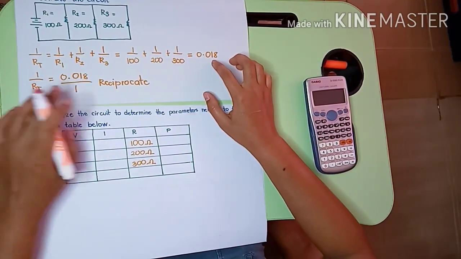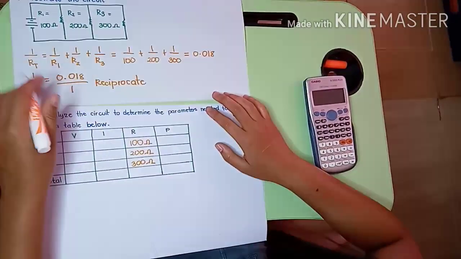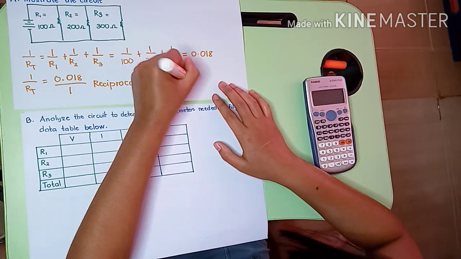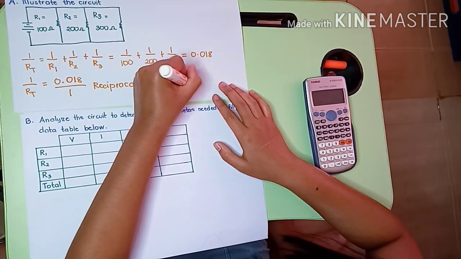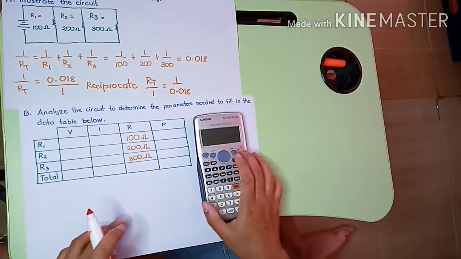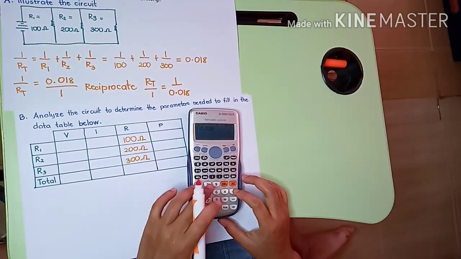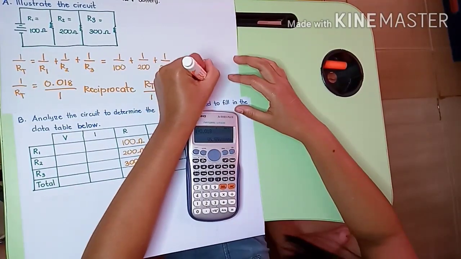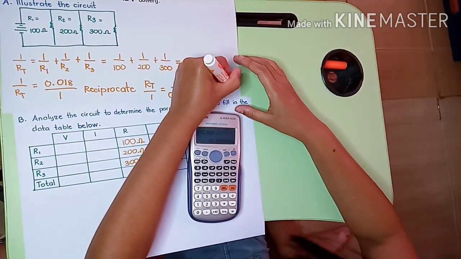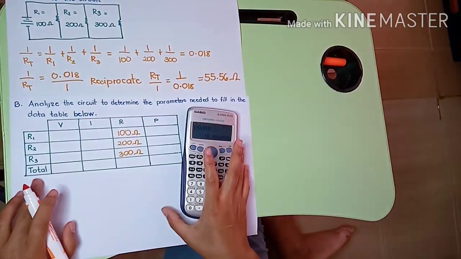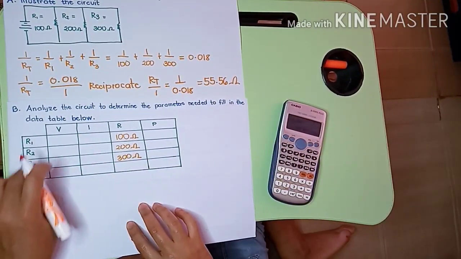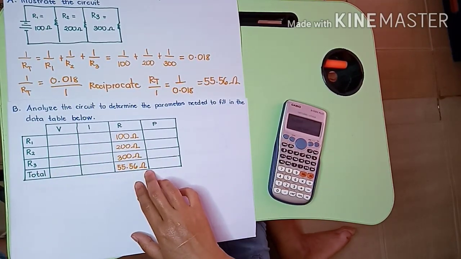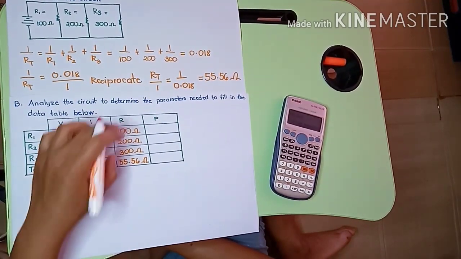So it will become RT over 1. The same process on the right side: 1 over 0.018. After that, divide it. 1 divided by 0.018, and the total of that is equal to the total resistance of the circuit. So it will be 55.56 ohms. We have now our total resistance.